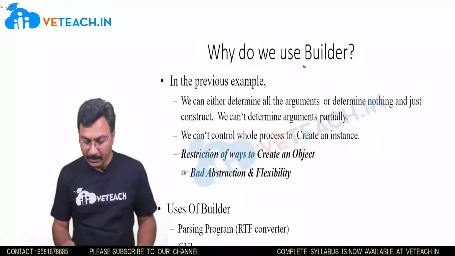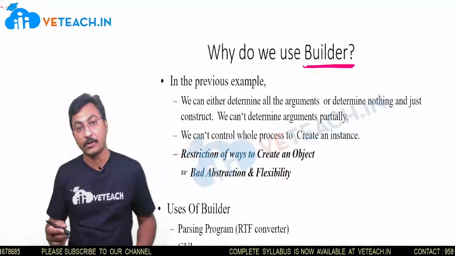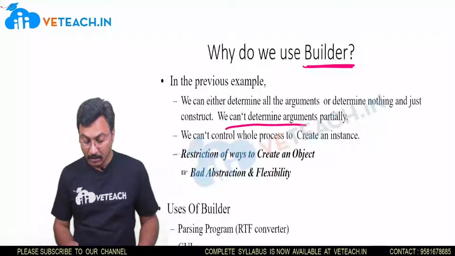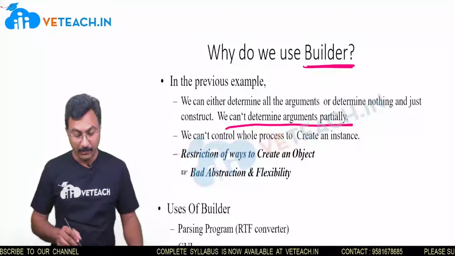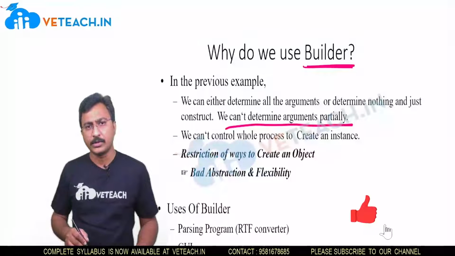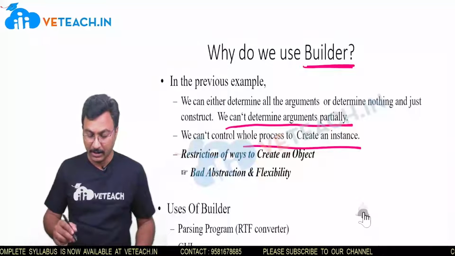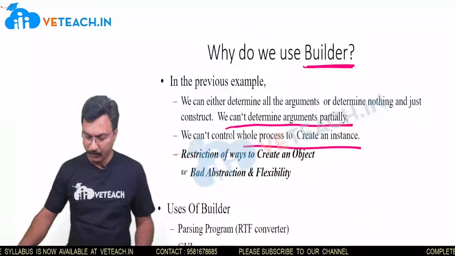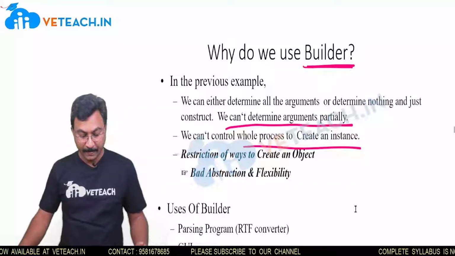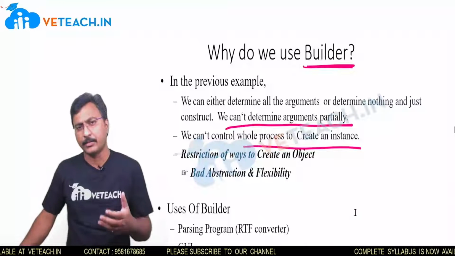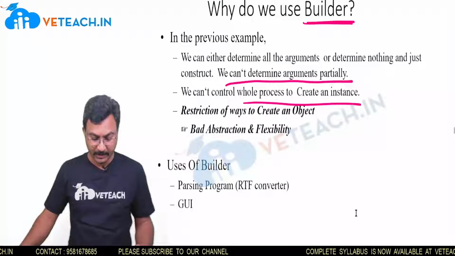So when a builder is used, a builder will help us to determine multiple creations of that object without determining its arguments completely. So that is the help that we have out of a builder. Otherwise we can't control the whole process of creation of an instance. So that is another advantage of why I use a builder. When this process is not being used, that becomes a bad abstraction process, which will amplify the process of creating an object. So that is no more a flexibility for us.